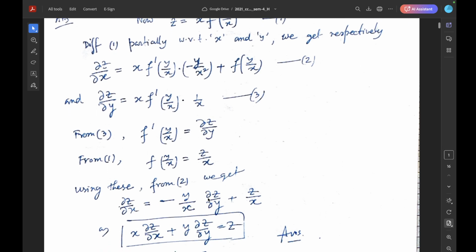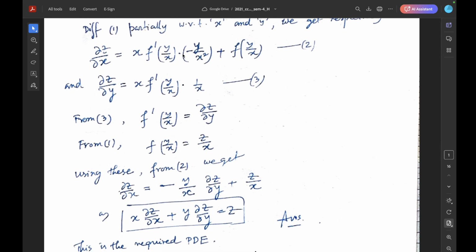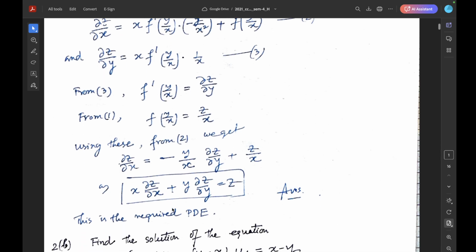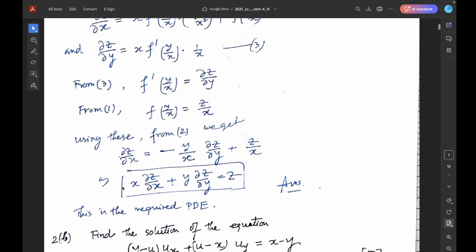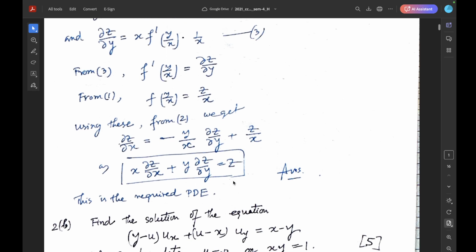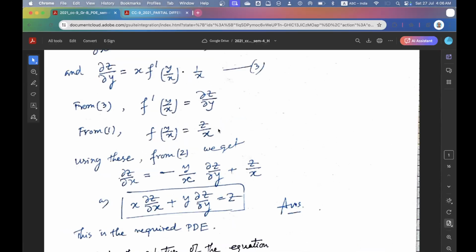Using this, from 2 del x z equals x into f dash y by x, so value of f dash y by x equal to del y z put here, and this minus y by x square, this x and this x square cancel each other, and value of f of y by x equal to z by x. Put all of these values, and after simplification we get x del x z plus y del y z equal to z. This is the required partial differential equation.